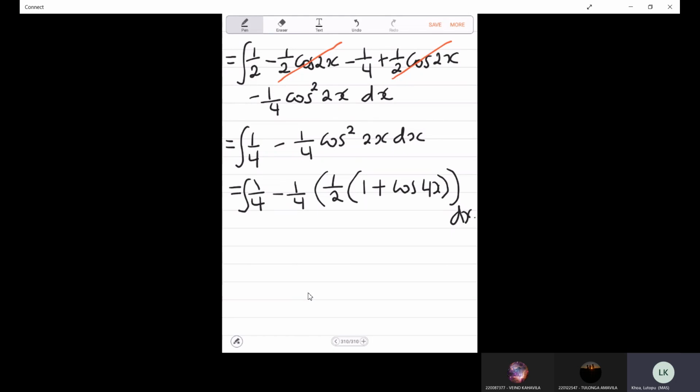So this is the integral of a quarter, and then I have a quarter times a half, that is minus 1 over 8. I have a quarter times half times cos, that is minus 1 over 8 cos 4x dx. And then the quarter and the minus 1 over 4, we combine them. Are you guys okay? Like that.